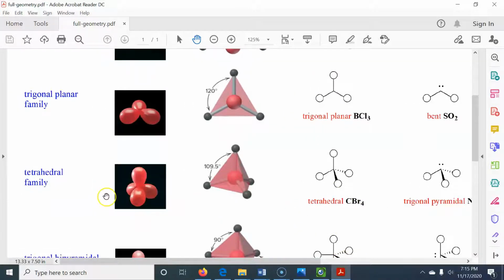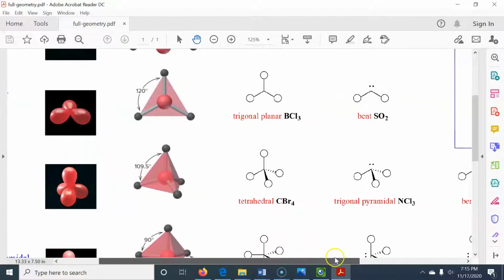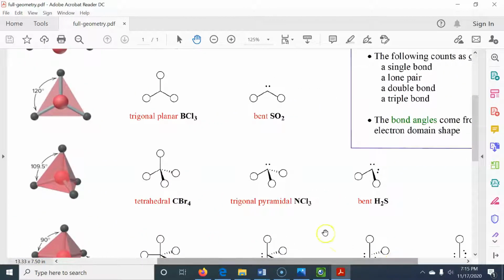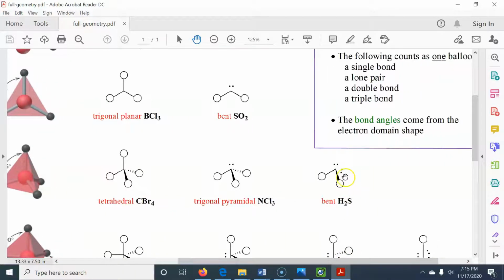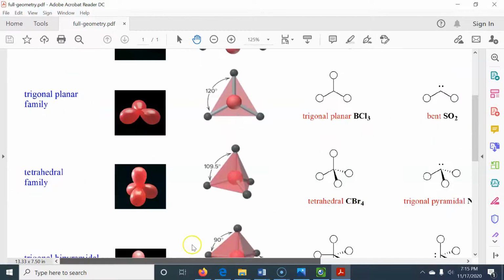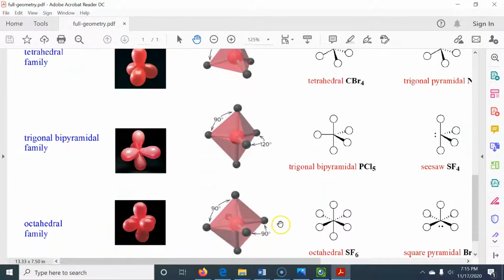For the tetrahedral family, again, this is the electron domain shape, and it's a shape made by the balloons. We have tetrahedral. If you pluck off an atom and replace it with a lone pair, you have trigonal pyramidal, looks like a pyramid. And then if you pluck off another bond and you replace it with a lone pair, now you can't have a pyramid, you have what's called bent. Okay, and again, all the balloons are still shaped as tetrahedral. That's why we put these three molecular geometries in the tetrahedral family. There are two other families.